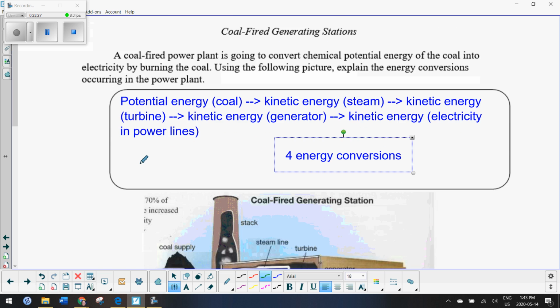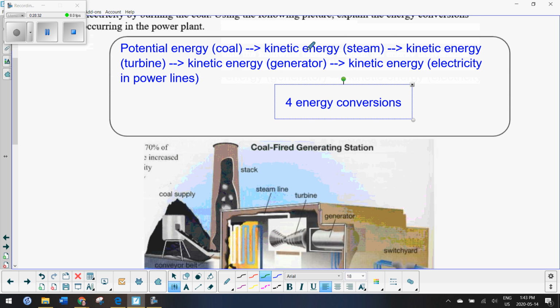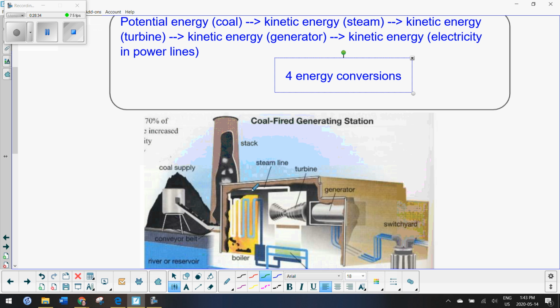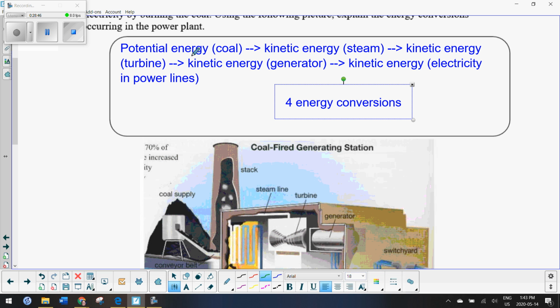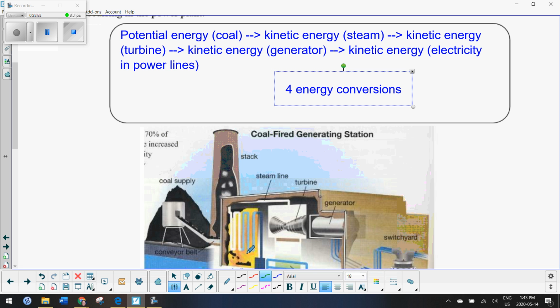And then the last one talks about coal-fired generation, power generation stations. So I wrote out the conversions here for you, so I'll explain it in terms of this picture. So we have coal that is pulverized and it goes into the boiler, which will eventually heat and burn. So coal is potential energy. When you burn it, it releases kinetic energy to turn that water in this pipe to steam. Kinetic energy is energy of motion. So steam is going to move at a high speed.